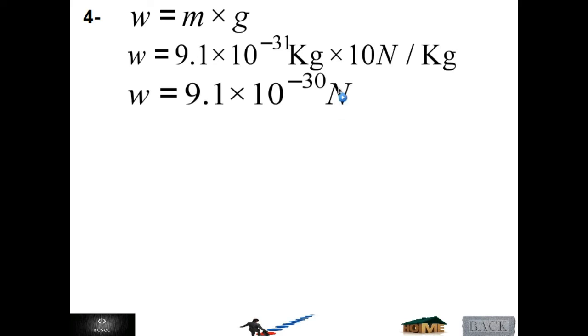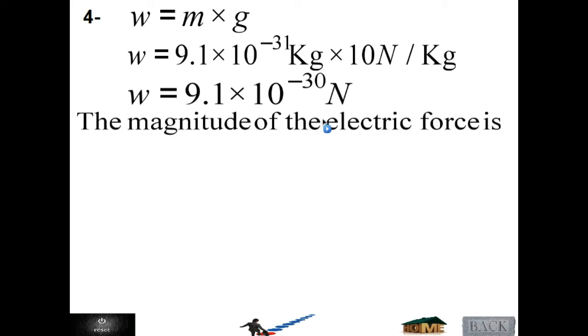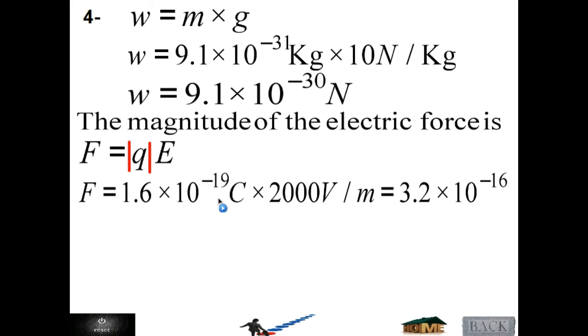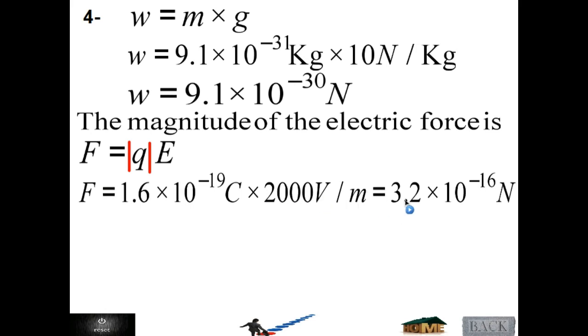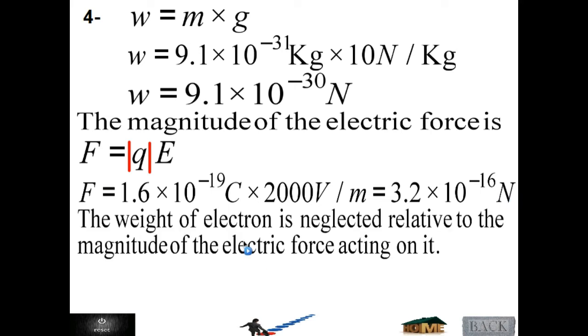As we all know now, the magnitude of the electric force is F equals QE. But of course, remember that since we are calculating the magnitude of the force, the Q should be absolute. So F equals 1.6 times 10 to the power minus 19 coulomb, Q is negative but absolute, I took the positive value, times E 2000 volt per meter, and the answer will be 3.2 times 10 to the power minus 16 Newton. The weight of the electron is neglected relative to the magnitude of the electric force acting on it.